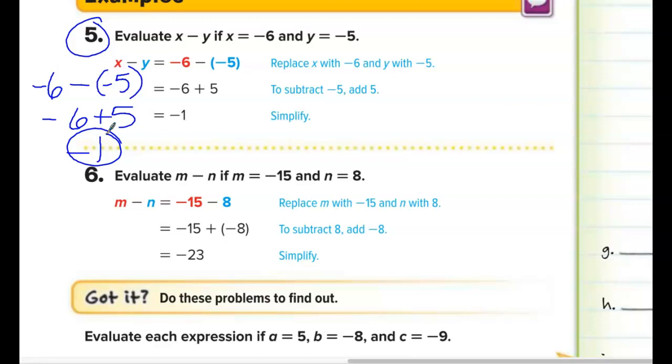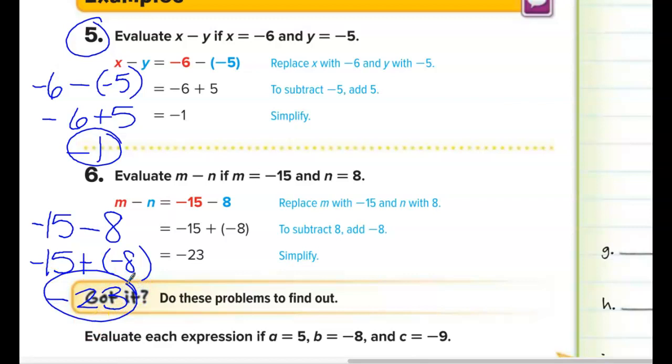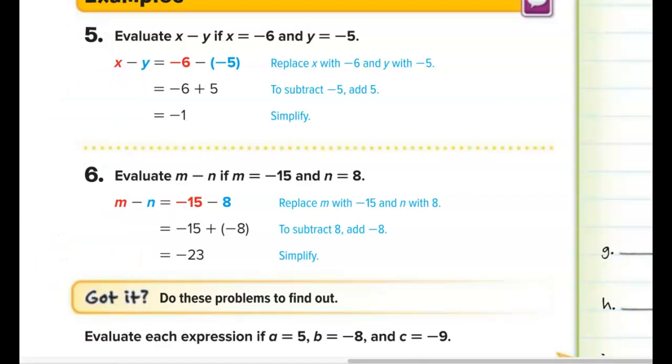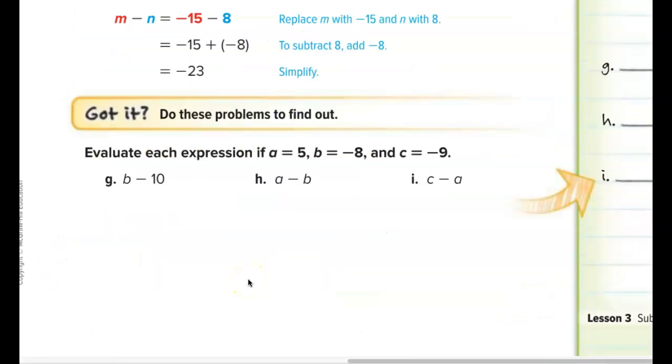So m will equal negative 15, and that would be minus 8 because n equals 8. How do I rewrite it as an addition sentence? You would have negative 15 plus negative 8, and that would equal negative 23. Did everybody follow along? Yes. I am a math teacher. Hire me. Well, if I hire you, that means you put in for B. Okay, so B is negative 8.